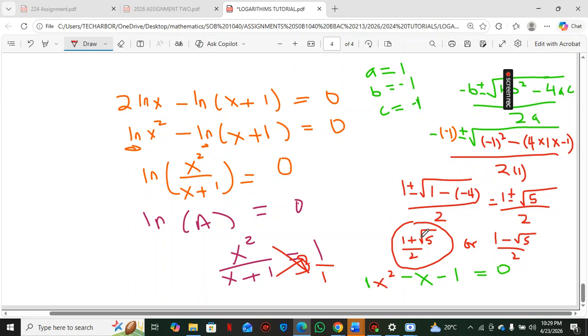Excuse me. So we say, what's the square root of 5? Square root of 5 is 2.23. 2.23 plus 1, that's 3.23. 3.23 divided by 2, we get 1.61. So our value of x in this question is 1.61. X equals 1.61.